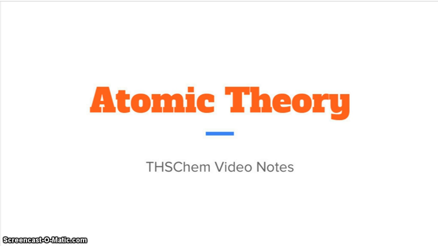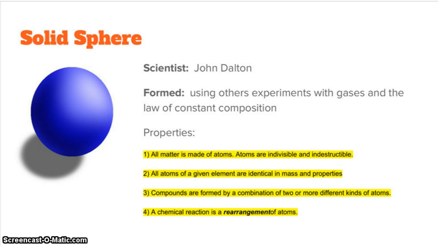So here we go. The first one to come up is called the solid sphere, and this is pretty much the simplest model that you can get. This was created by John Dalton, and he was a Quaker back in the 1800s. He was a chemistry teacher, and he used others' experiments. If you remember anything about Dalton's law of partial pressure from gases, he took a lot of what he learned from the experiments with gases and actually created his own model for the atom.